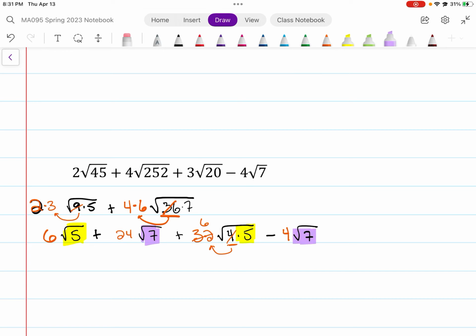So 6 plus 6 square root of 5 is 12 square root of 5. Or 12 square roots of 5, if you want to think of it as multiple square roots of 5. There's 12 of them. And then the purple ones, I've got 24 minus 4. So that's going to be 24 minus 4 is 20. And then the square root of 7. And there's a final answer.